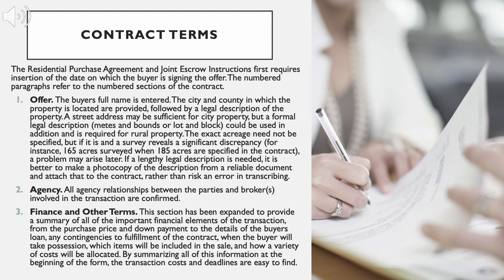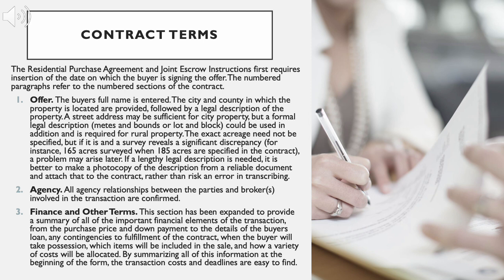Agency. All agency relationships between the parties and broker involved in the transaction are confirmed. Finance and other terms. This section has been expanded to provide a summary of all of the important financial elements of the transaction, from the purchase price and down payment to the details of the buyer's loan, any contingencies to fulfillment of the contract, when the buyer will take possession, which items will be included in the sale, and how a variety of costs will be allocated.